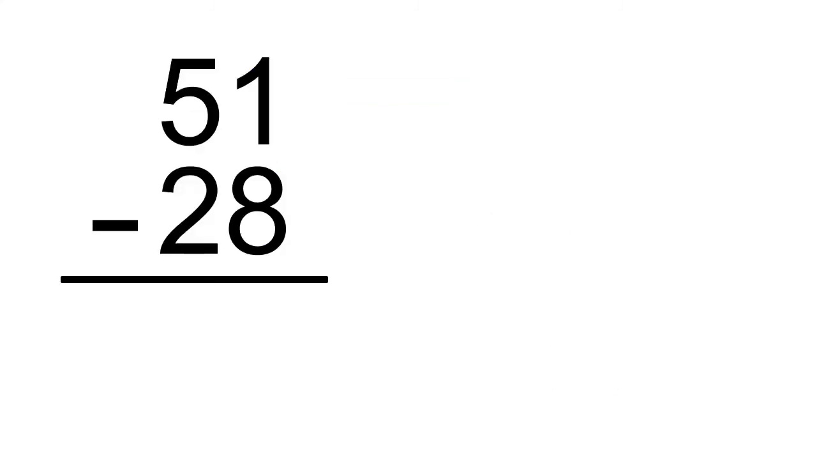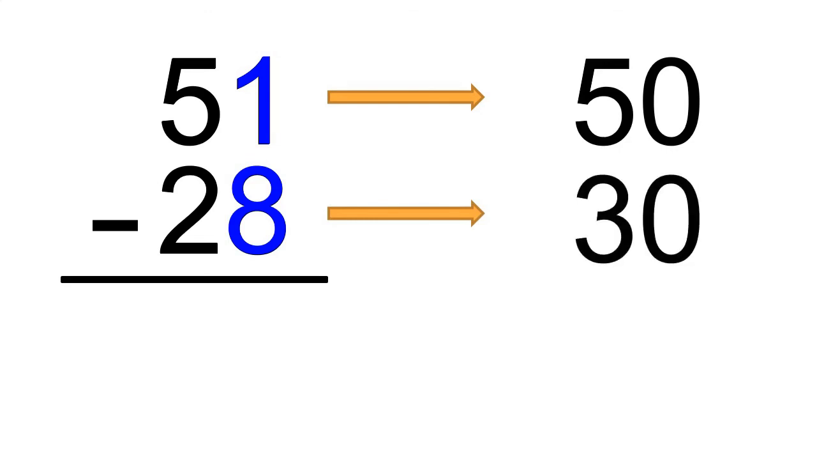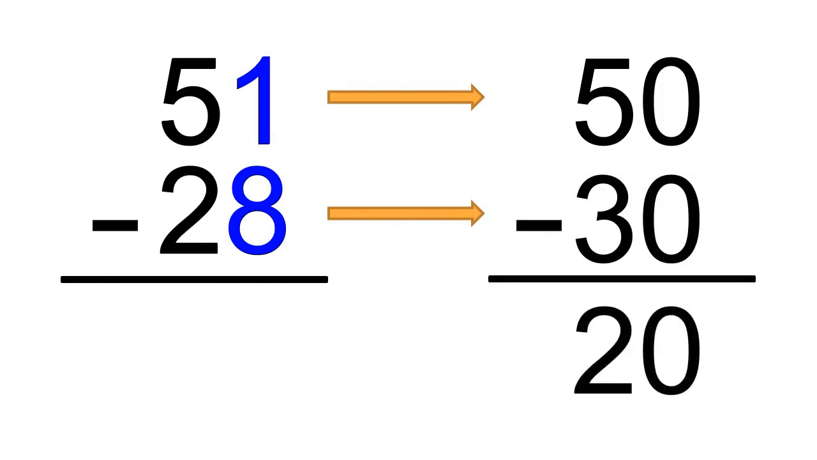Now let's do a subtraction problem. So 51 minus 28, and how would we estimate this? So to start off, 51, we look at the ones digit and we round this to 50. And then we look at 28, so we look at the ones digit, which is 8, and this becomes rounded up to 30. And so we have 50 minus 30. Now 50 minus 30 is 20.